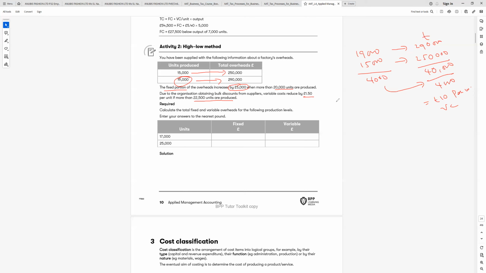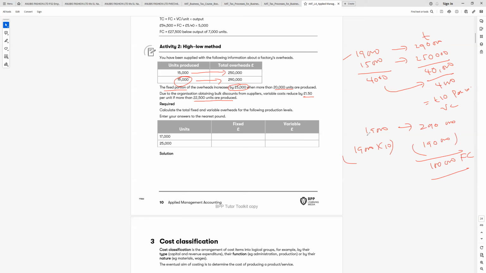How much is the fixed cost? We can take any of these, so let's take the 19,000. At 19,000 units, the total cost was 290,000. Now, if I take out all the variable cost, the remaining will be the fixed cost. So for 19,000 units, the variable cost is 10 per unit. If we multiply by 10, this 190,000 will be my variable cost. If I take it out, the difference is 100,000, and that is my fixed cost. So from the total cost, we take out all the variable cost, and the difference is the fixed cost.